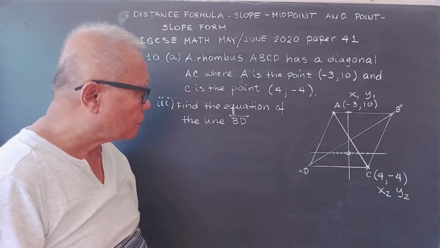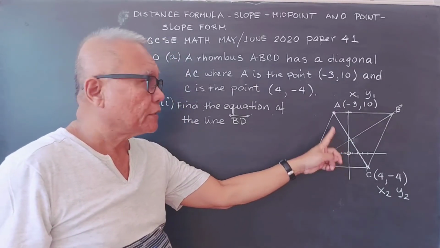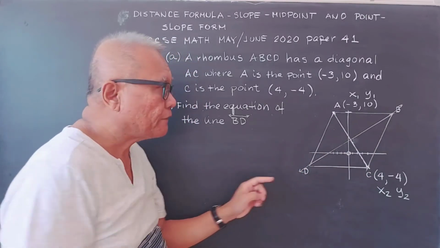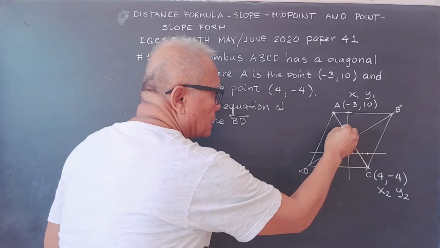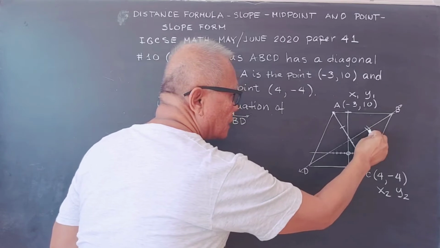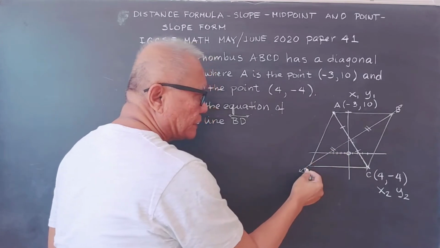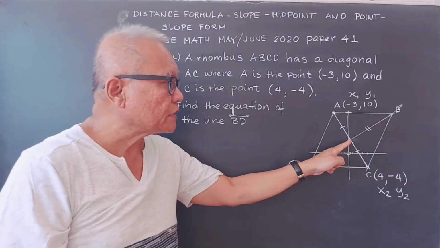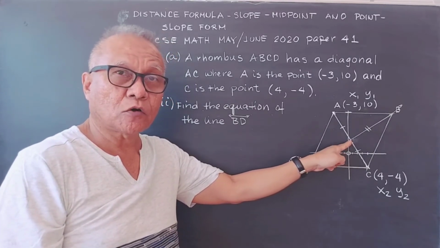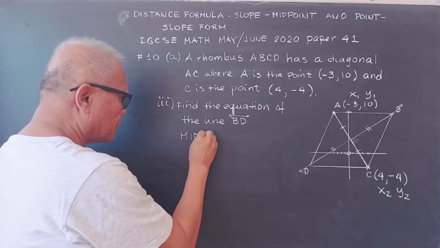Instead, we are going to find the midpoint. In a rhombus, class, the diagonals bisect each other. Therefore, this one is equal to this one. This line segment here from B to the midpoint is equal to the midpoint to point D. Now first, we get the coordinates of the midpoint. So how do we get the coordinates of the midpoint?